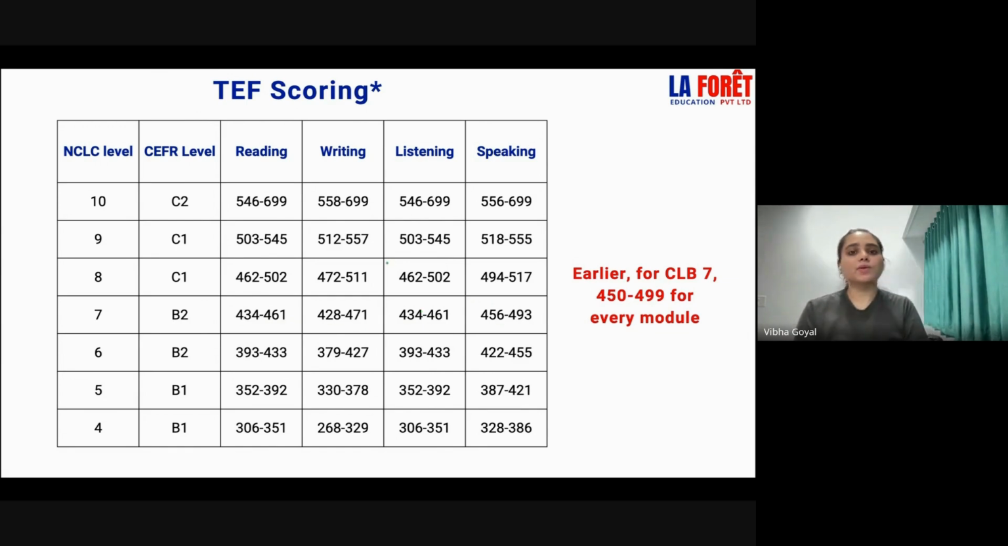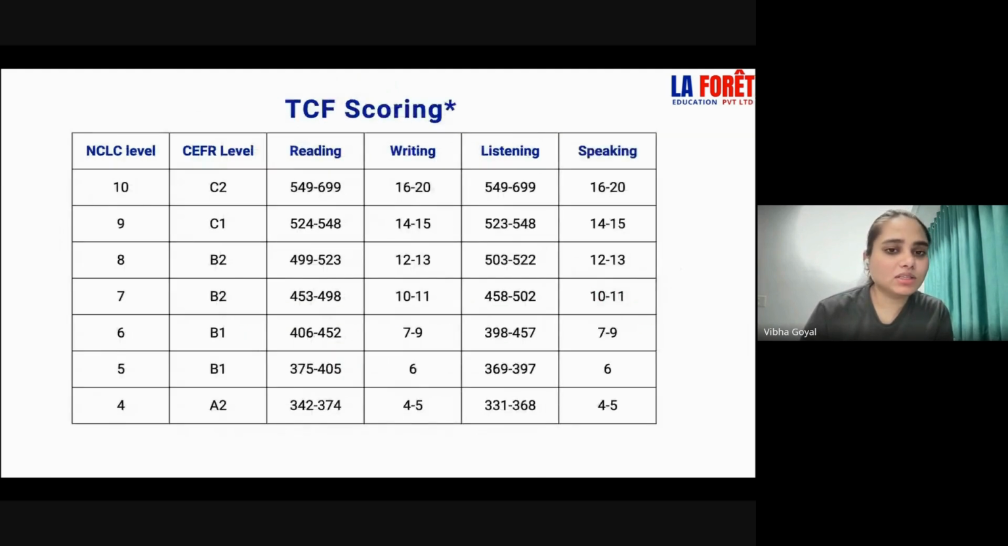Okay, again, repeating, the scoring pattern can change at any time. This can change very easily. That's why it's changeable. I'm telling you this today, it could change tomorrow or the next week. Now we'll be looking at the TCF scoring.